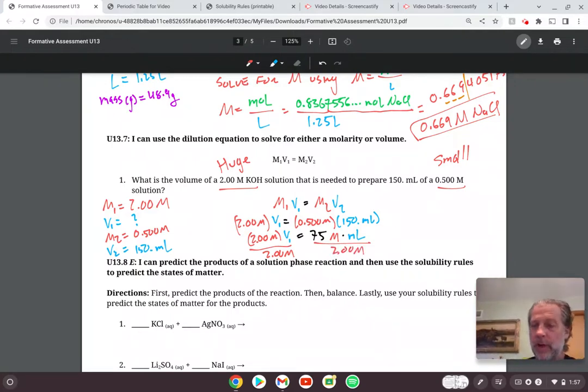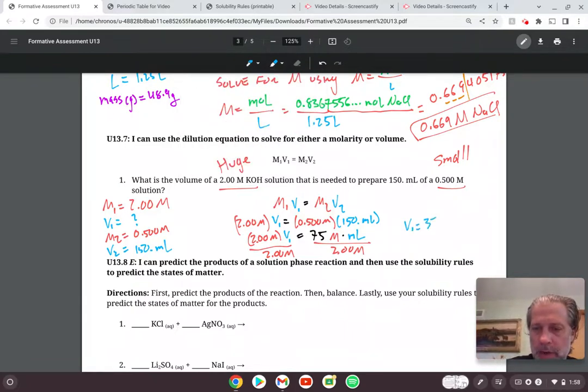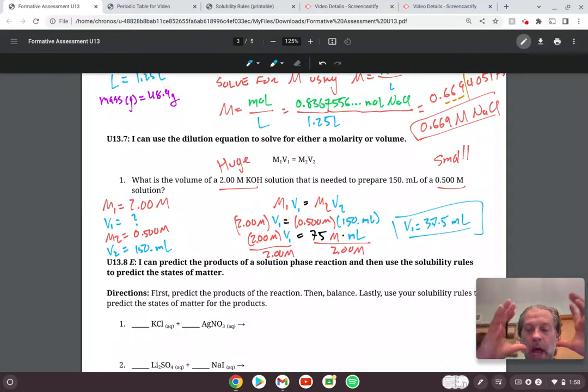And so my unit for molarity cancels out, and I'll be left with milliliters. So 75 divided by 2 gives me 37.5. So that means that V1 is going to be 37.5 milliliters. And hopefully that makes a little bit of sense, because I shouldn't need a huge volume of a really concentrated solution when I'm diluting something. So that's going to be 37.5 milliliters, which will be my final answer.